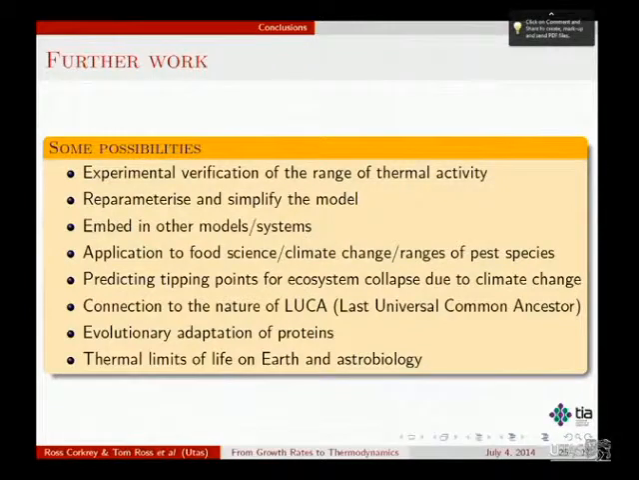This connection with LUCA is very intriguing, so that might lead to something. And there's a hot topic at the moment, which is the ancient proteins, so there may be a connection there as well. Personally, I think that if we can predict what the thermal limits of life, the temperature limits of life are on this planet, or the maximum rate of growth at any particular temperature, that would be quite something. And that would certainly be of interest to astrobiologists.